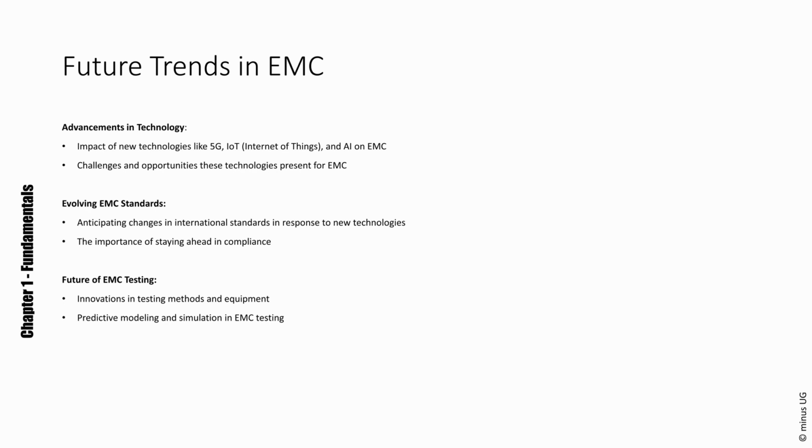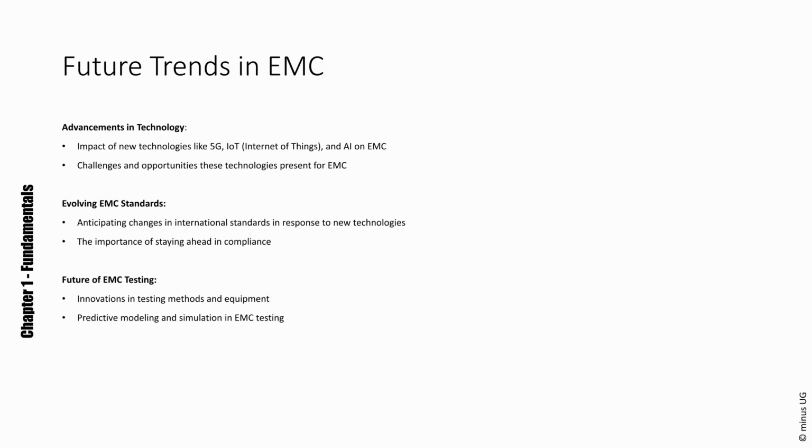IoT devices, due to their sheer number and variety, significantly increase the potential for electromagnetic interference in everyday environments. AI, particularly in its hardware implementations, requires careful EMC considerations to ensure data integrity and system reliability. These advancements, while pushing the boundaries of innovation, necessitate a re-evaluation and evolution of current EMC practices to address the emerging spectrum of electromagnetic challenges.